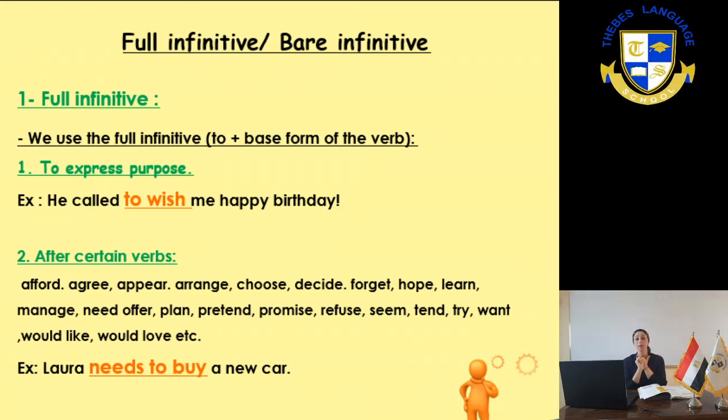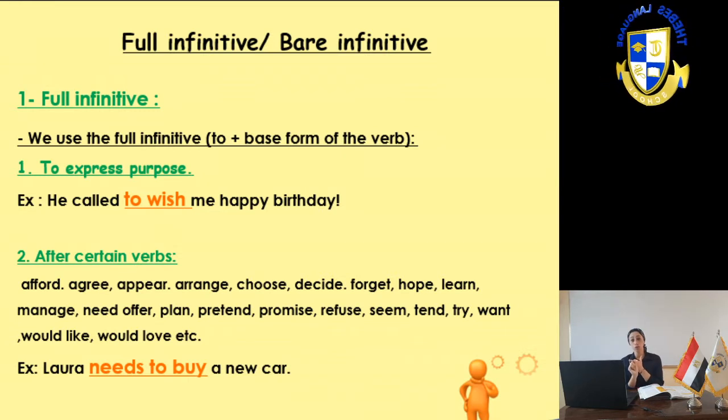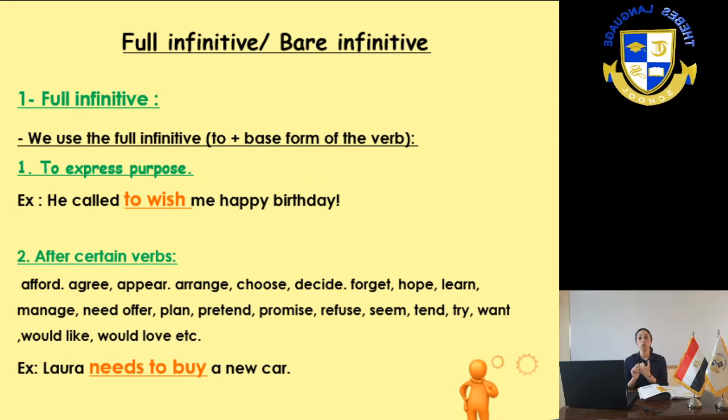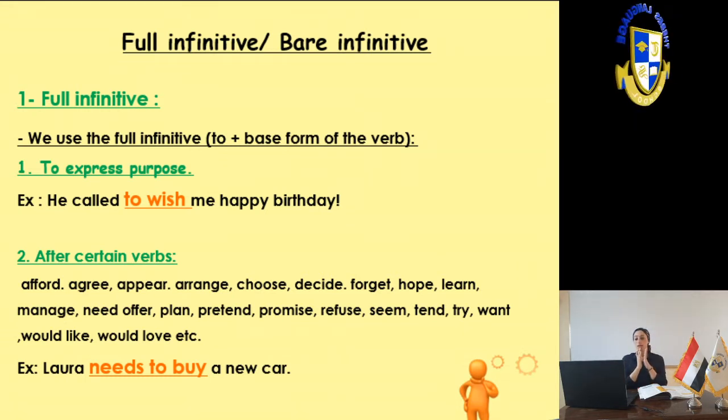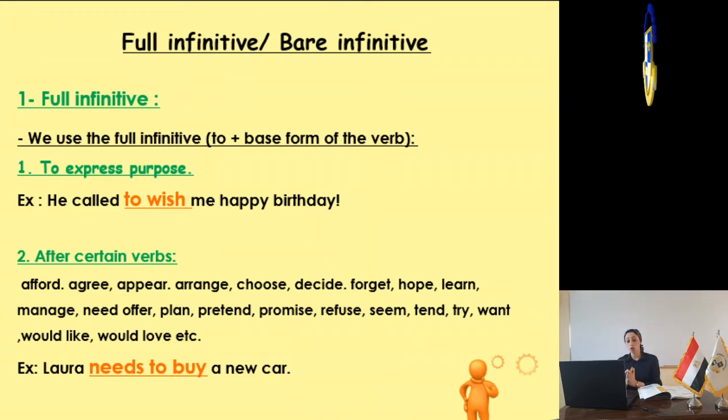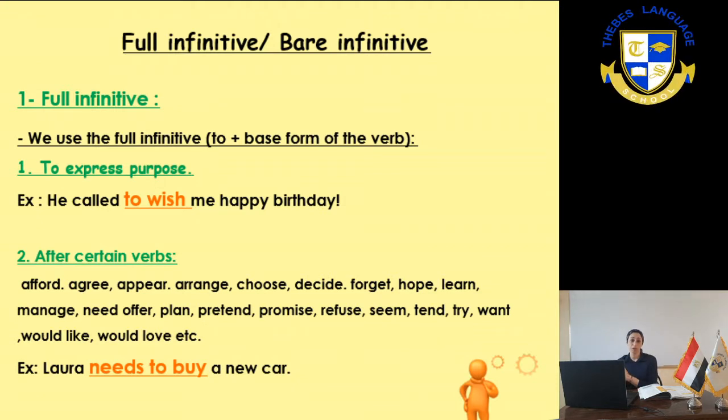For example, he called me to tell me about his last visit to Paris. So here, to means to give you the reason of the calling, of the call itself. Okay, so here, as you can see inside your presentation, you can find he called to wish me happy birthday. So why did he call? To wish me happy birthday. So let's move to the second reason that we are using to, or the full infinitive, to plus verb stem.